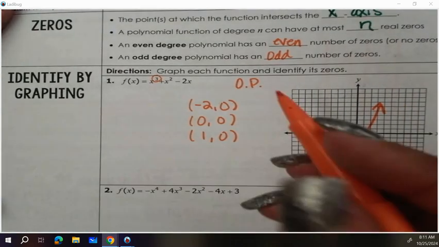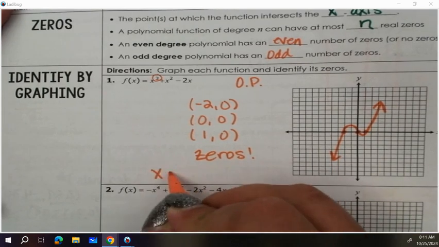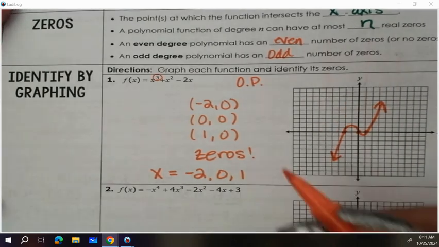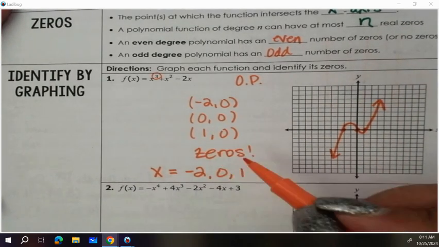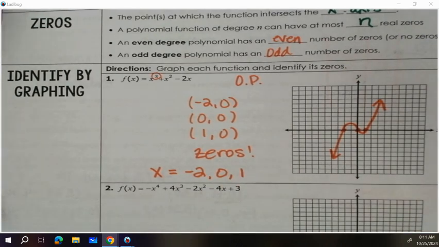And these are my zeros. You could also list them, x equals -2, 0, and 1. Again, I don't care if you write them as x-intercepts or if you write them as zeros like this. Do not put them listed like this in parentheses.